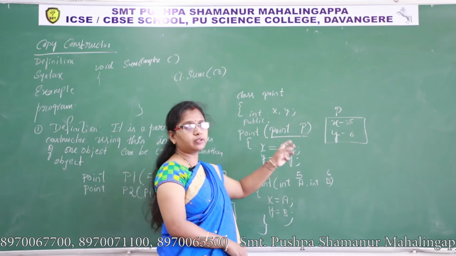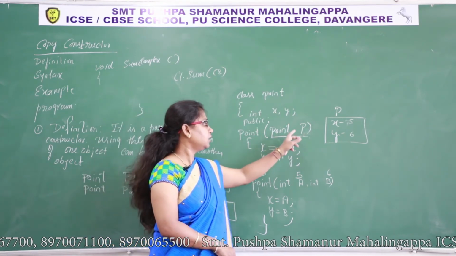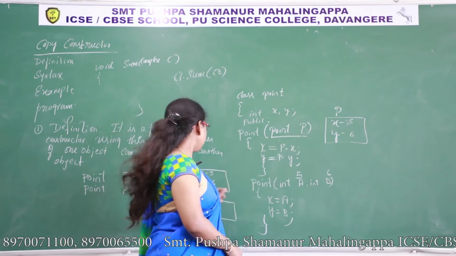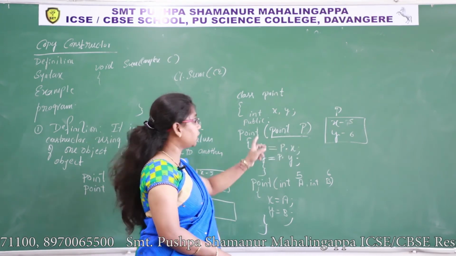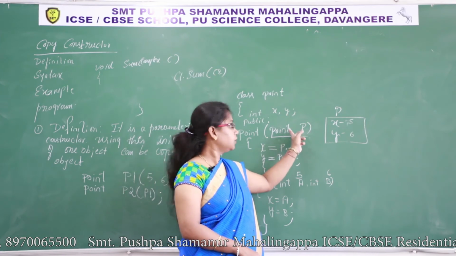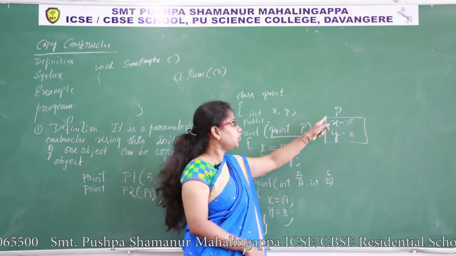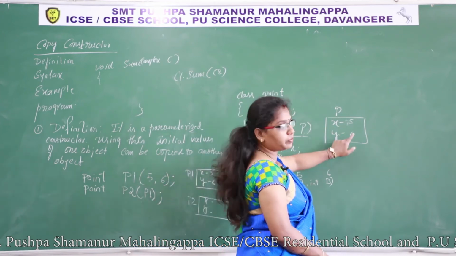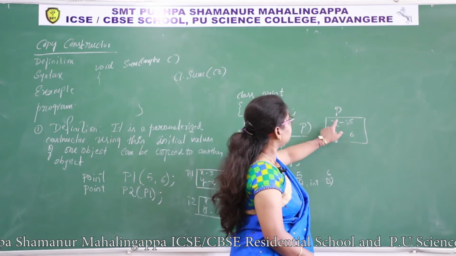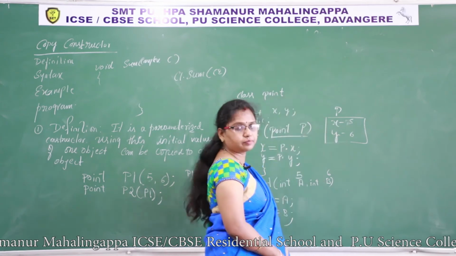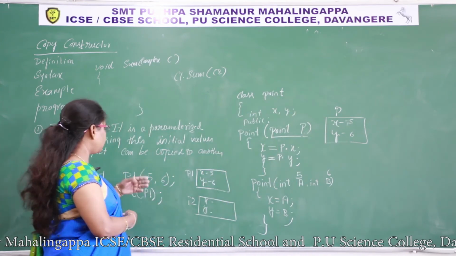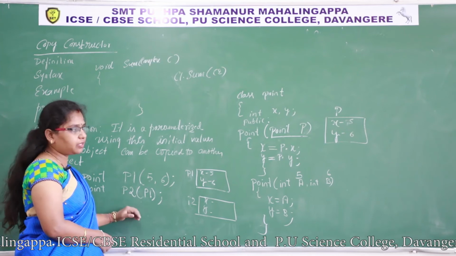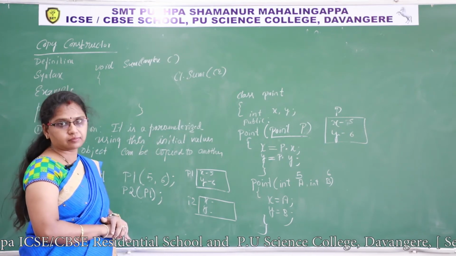Whatever type of argument you pass, the formal parameter must be of that type. Here p1 is of Point type, so I have to declare a Point type parameter here. So I have taken Point p. So p also contains x and y. So p1's x and y are copied to p's x and y. So in p, x has 5 and y has 6. So indirectly we are copying the values of p1 to p.